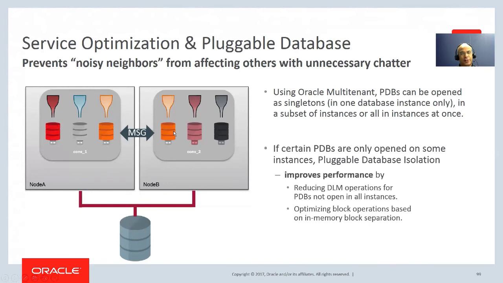What I'd like to highlight is that it prevents noisy neighbors from affecting others with unnecessary chatter. To explain that, if this service is very, very busy and is sending messages to other nodes, then the nodes where that service is not offered do not get affected by what we call a noisy neighbor.